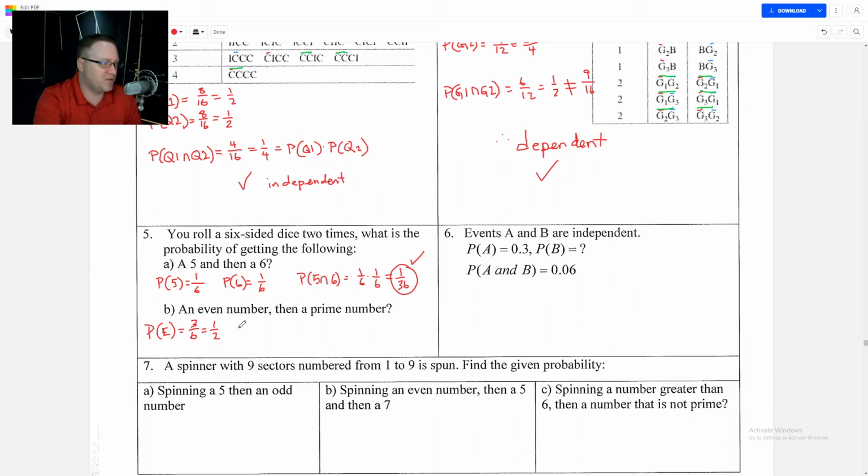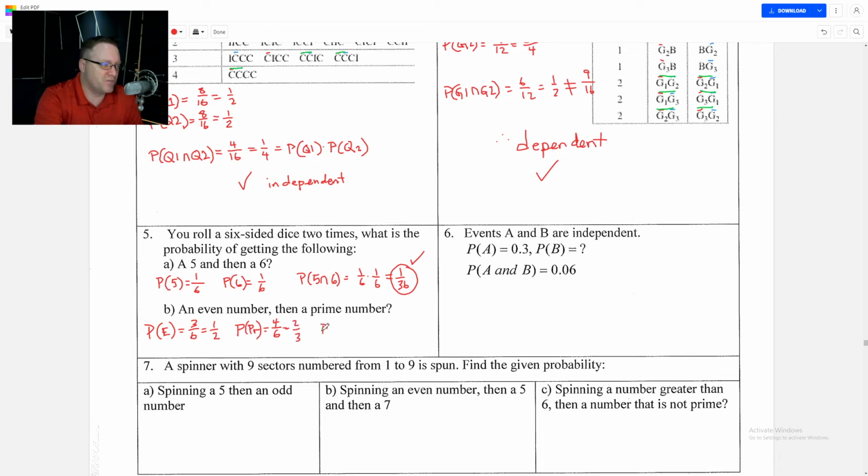What's the probability of getting a prime number? Well, I'll write that as P and then maybe PR for prime. Well, what numbers are prime? Well, 1, 2, 3, 5. Those 4 numbers are prime numbers, all right? So 4 over 6, which equals 2 over 3.